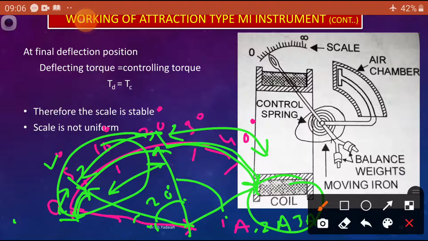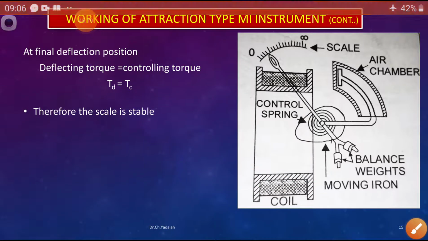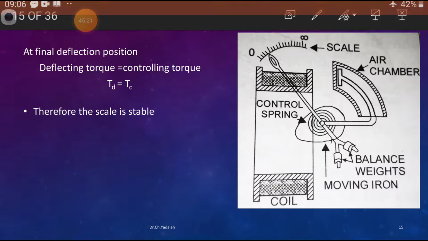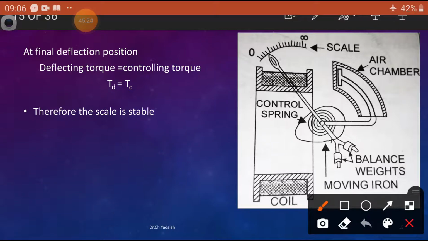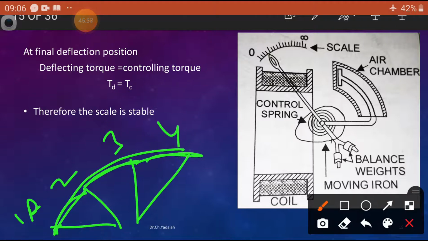Whereas in moving coil instruments, every degree is uniform. For example, this is 1 ampere, 2 amperes, 3 amperes and 4 amperes. The distance between these is uniform and equal. But in MI instruments, the arc length may not be equal.